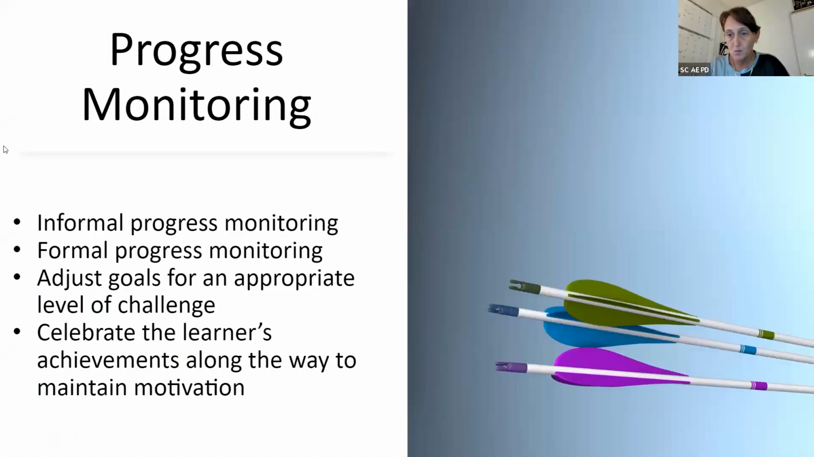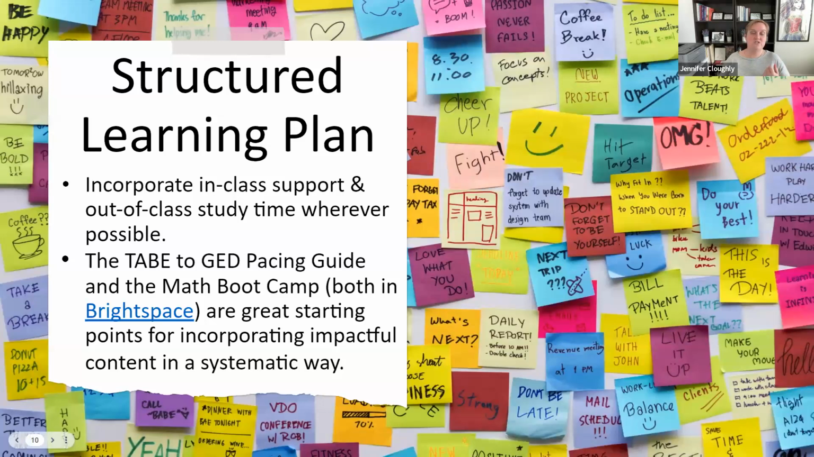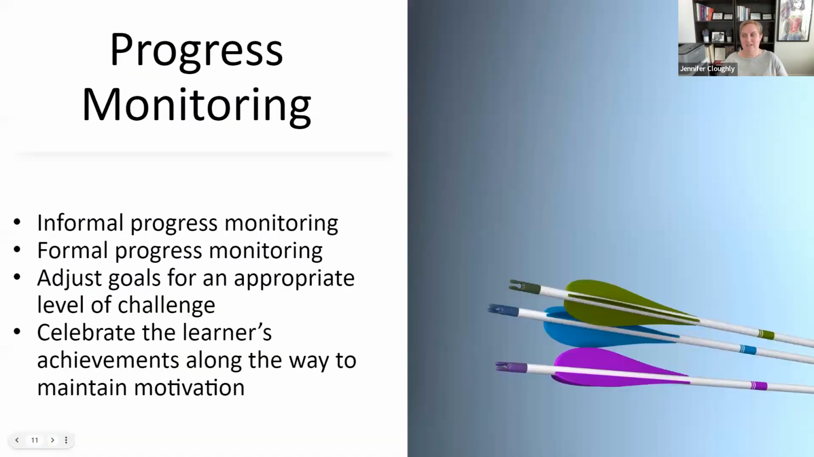So progress monitoring is very much key. Teachers can informally monitor a learner's progress through observing their class participation, reviewing their independent practice, and just having conversations with the learner about what they're doing. Teachers can, of course, formally monitor through periodic quizzes, practice tests, and those sample questions that Rebecca was showing us earlier from the TABE test. Progress monitoring is important because it allows the teacher to adjust the learner's goals for an appropriate level of challenge and provides good opportunities for celebration along the way to maintain motivation.